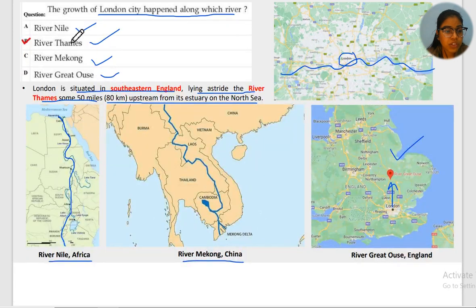Please remember the locations of these rivers from the rest of the options given to you. Please look at all the extra options given to you before choosing your answer.